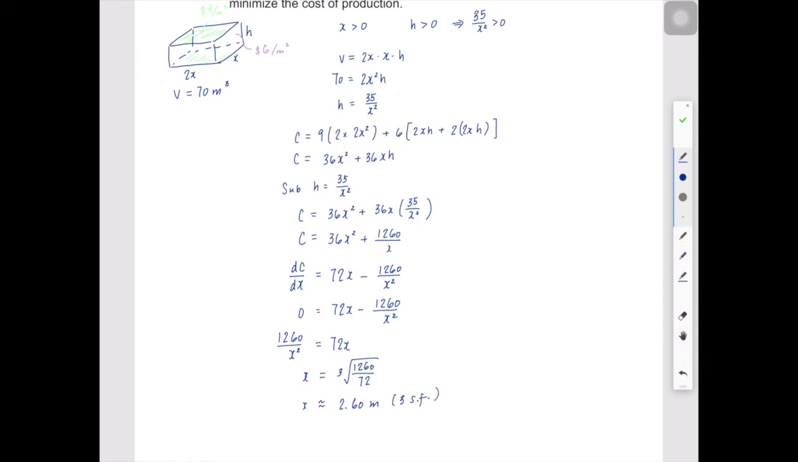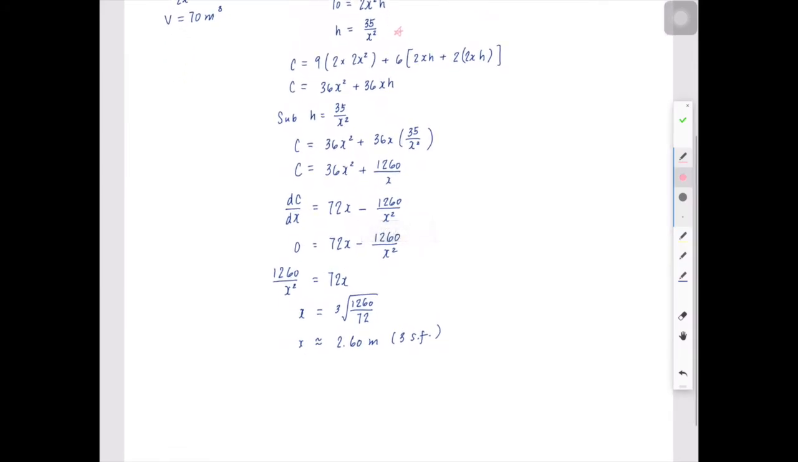Then using this value, we can find the value of h using the formula that we came up with previously. So for h, this is 35 divided by x squared. If you use the original number on the calculator, but here I'm just going to write the rounded answer, this is approximately equal to 5.19 meters.